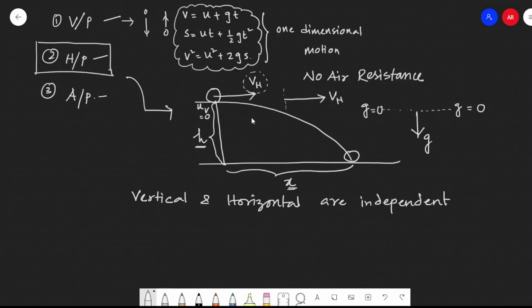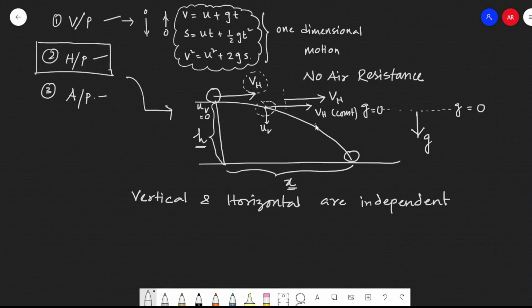So as time goes on, the vertical velocity will keep increasing. Suppose after 1 second, the body is somewhere here, and it will have some vertical velocity. The initial velocity is absolutely 0 at the point where it was projected from, but the vertical velocity is increasing right here. So this vertical velocity is this much. The horizontal velocity stays the same as before. It is constant all through because there is no air resistance.